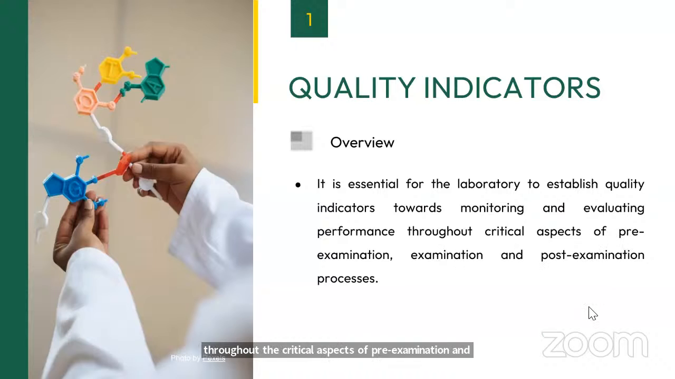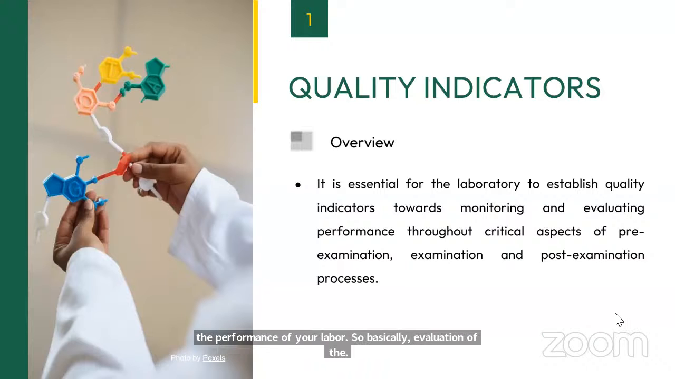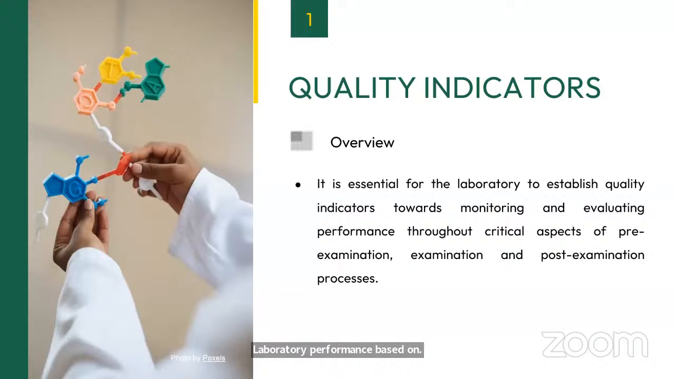You should have indicators which will help you to monitor and evaluate the performance of your laboratory. Basically, two different techniques are available for evaluating the performance of your laboratory. One is the continuous monitoring of performance with the help of quality indicators, and one is the periodic monitoring of the performance of the laboratory with the help of internal audit. Internal audit also monitors the performance of your laboratory, and quality indicators also monitor the performance of your laboratory.